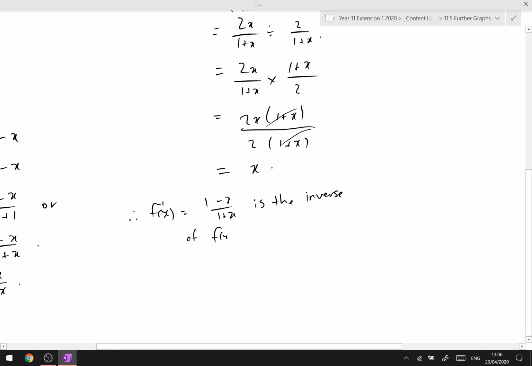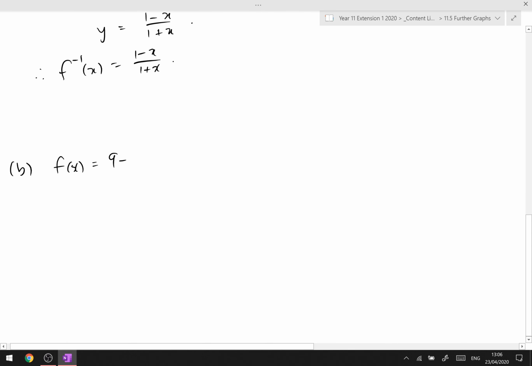So part B for this one says that we are going to now do the same thing, but this time f of x is equal to 9 minus x squared. Okay, 9 minus x squared. So for this one, we're going to start off by changing f of x to y. So y is equal to 9 minus x squared, like this. I'm going to swap the x's and the y's around, like that.